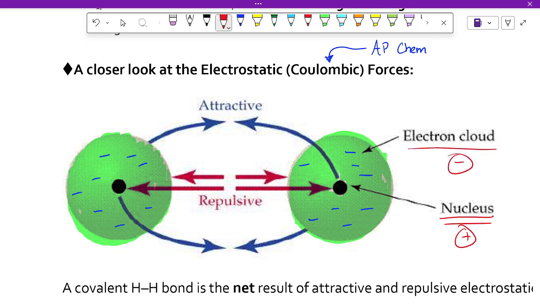We actually have both attraction and repulsion. So the nucleus repels the nucleus. And we also have the electron cloud repels the electron cloud.